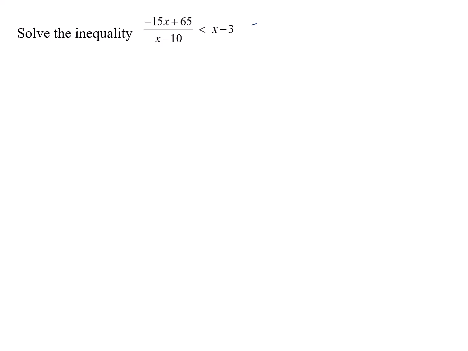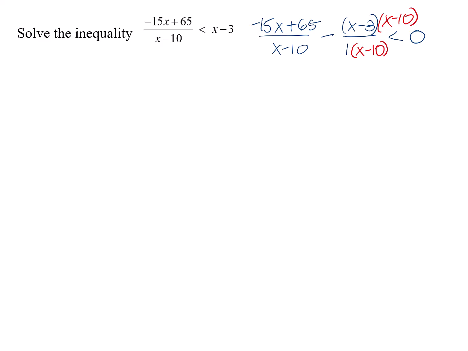So let's do that. We have negative 15x plus 65 over x minus 10, and then I'm going to subtract (x minus 3). I'm putting it in parentheses because I need to subtract both pieces. That negative will apply to both, and that will leave me less than 0. Now I left a spot here because this is over 1, but I need to get a common denominator to combine these so I can evaluate this. I have x minus 10 as the denominator I need, and I've got to do that to the top.